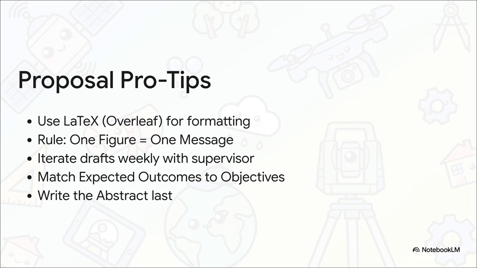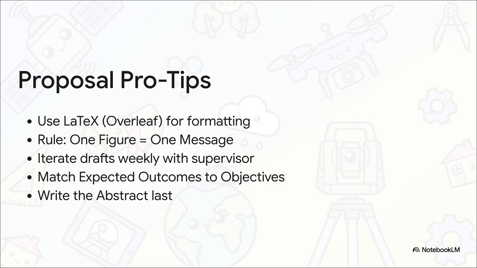If you really want to blow your evaluators away, here are a few pro tips. Try using LaTeX through a platform like Overleaf for professional formatting. It handles equation numbering and citations like a dream. When it comes to visuals, remember the golden rule. One figure equals one message. Please don't cram 6 different concepts into a single map. Also, make sure every expected outcome in Chapter 4 is a direct match to a specific objective from Chapter 1.